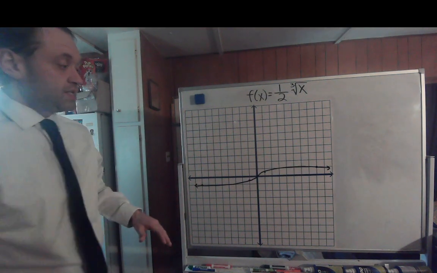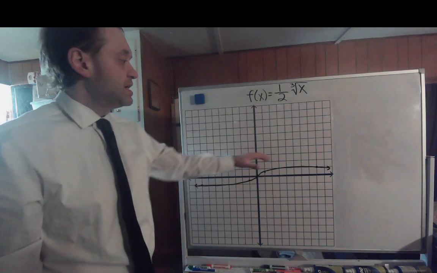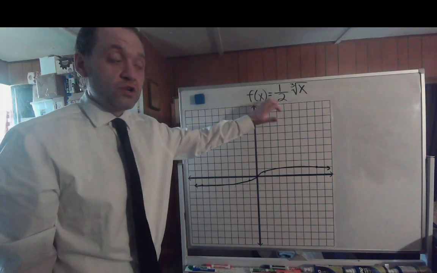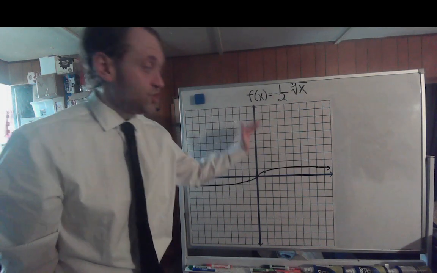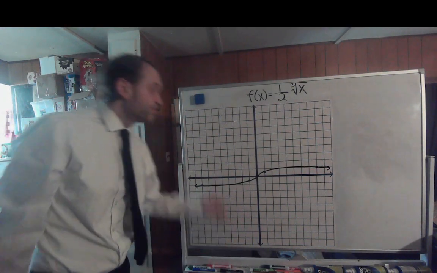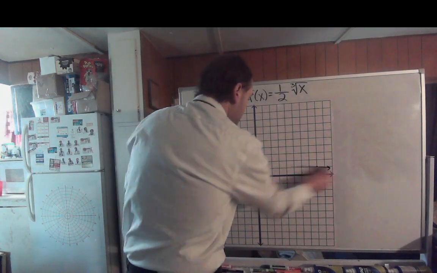So notice, it looks a little more flattened out. That's because it's a vertical shrink. It's not as tall. And remember, a vertical shrink affects the horizontal in the fact that when it's shrinking vertically, it's stretching horizontally. That's something else to keep in mind. All right. So there's that one.